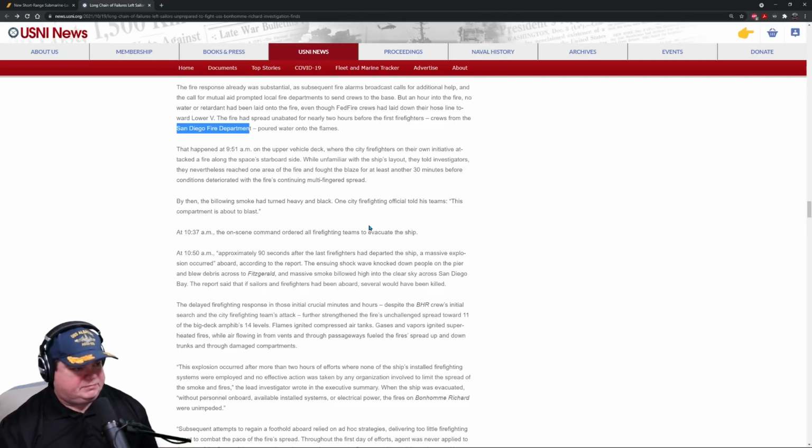It's terrifying. But when the billowing smoke had turned heavy and black, one city firefighter official told his team, "This compartment's about to blast." His experience and knowledge saved lives, not just his fire team from San Diego Fire Department, but whoever was remaining on the ship. Because at 10:30, the on-scene commander ordered all firefighting teams to evacuate the ship because it's about to explode.